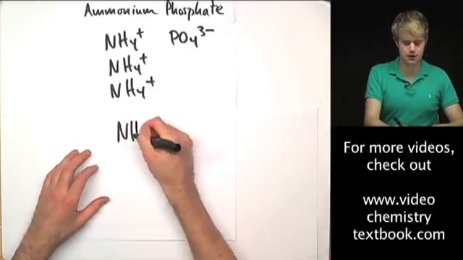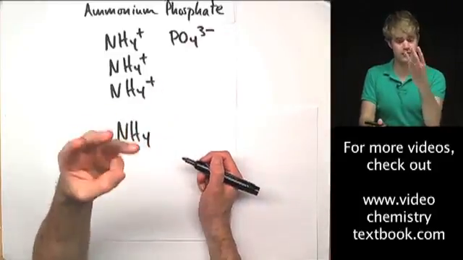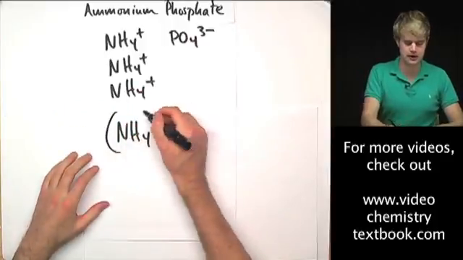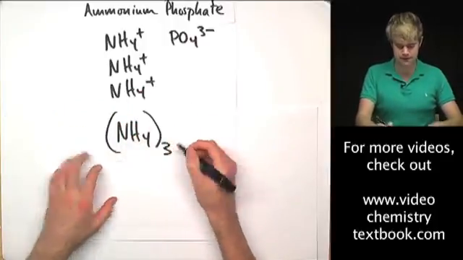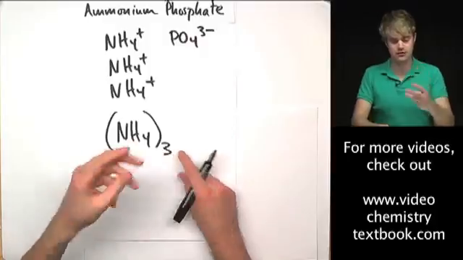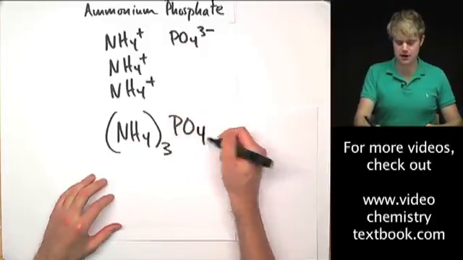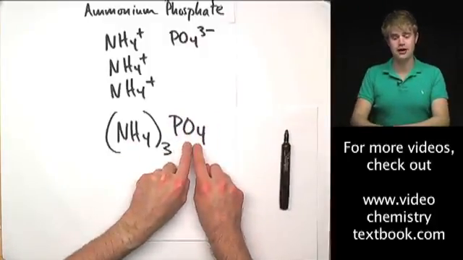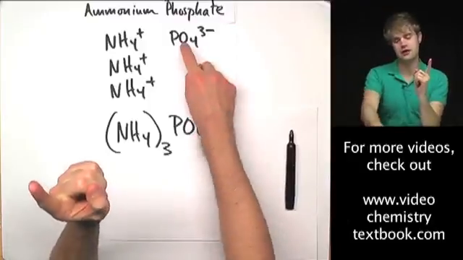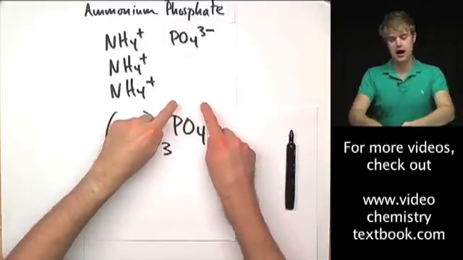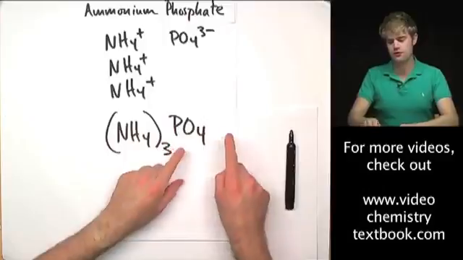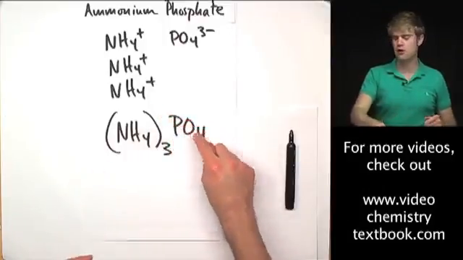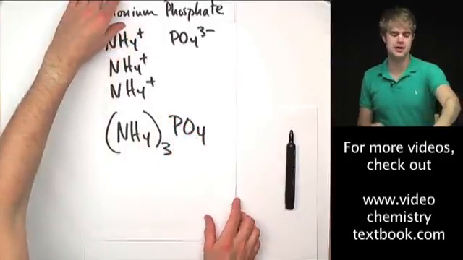So I've got ammonium NH4. I want 3 of those. It's a polyatomic ion, so it gets parentheses. Then there's a 3 after it to say I want 3 of them. And then I've got PO4 here, put it right after. Again, since I only want 1 of the phosphates, only 1 of the PO4s, no parentheses with 1 or anything. I just write PO4, and that's all I need to say that I have 1 of them.